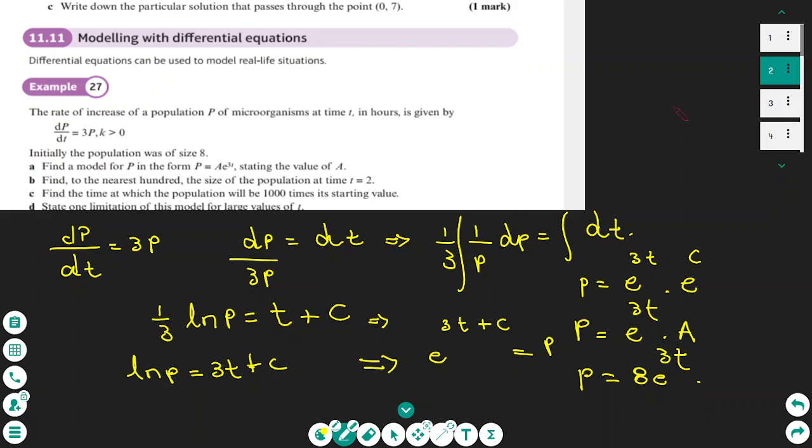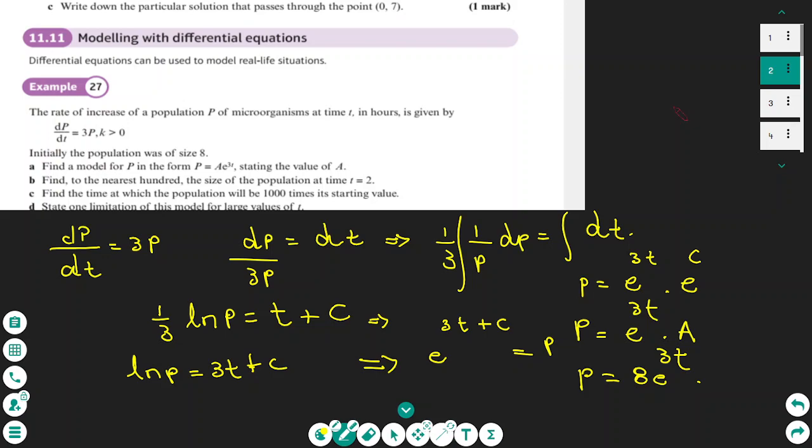Here I have an example with a differential equation that represents the rate of increase of population P of microorganisms at time t in hours, and the equation is dP/dt = 3P. The initial population is size 8. Find a model for P in the form P = a e^(3t).